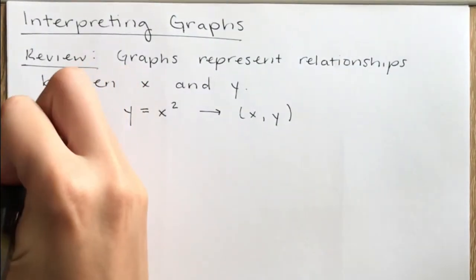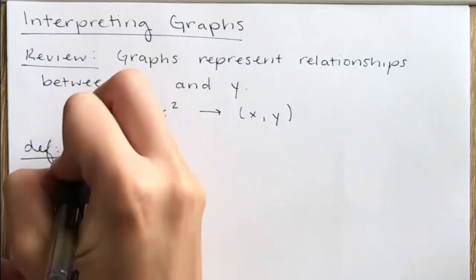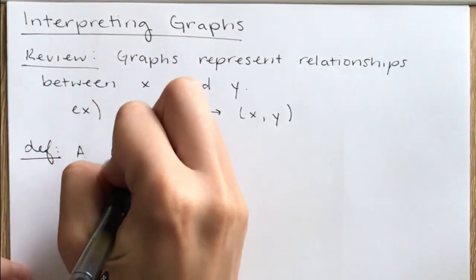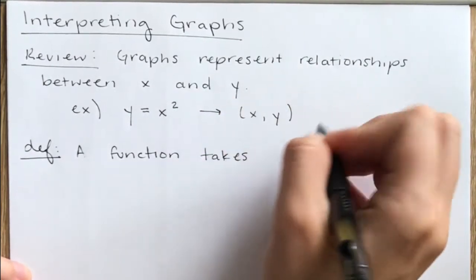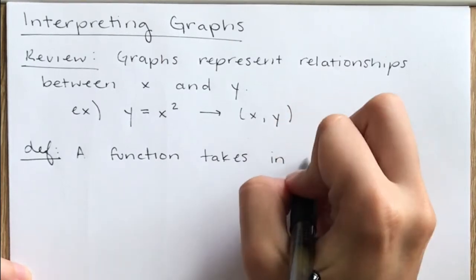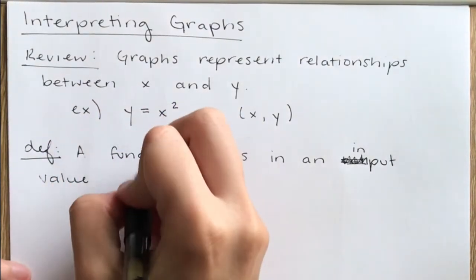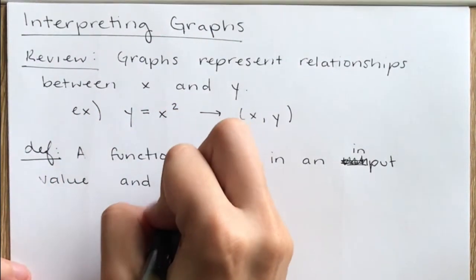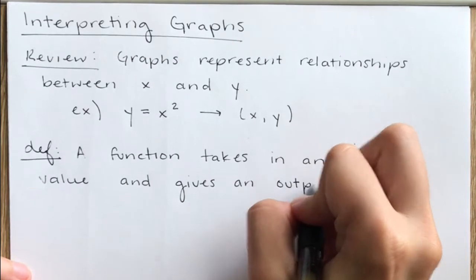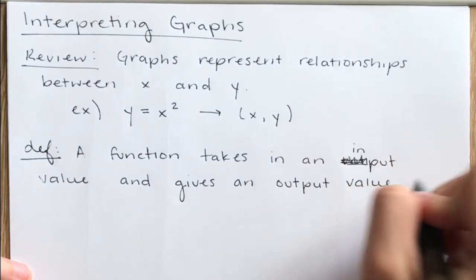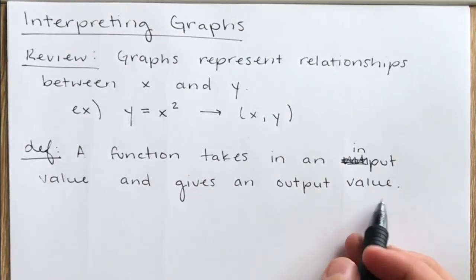So, definition. A function takes in an input value and gives an output value. This is a very basic definition. We'll talk a little bit more about some rules that it takes for us to actually be a function, but at its most basic, this is really all a function is.